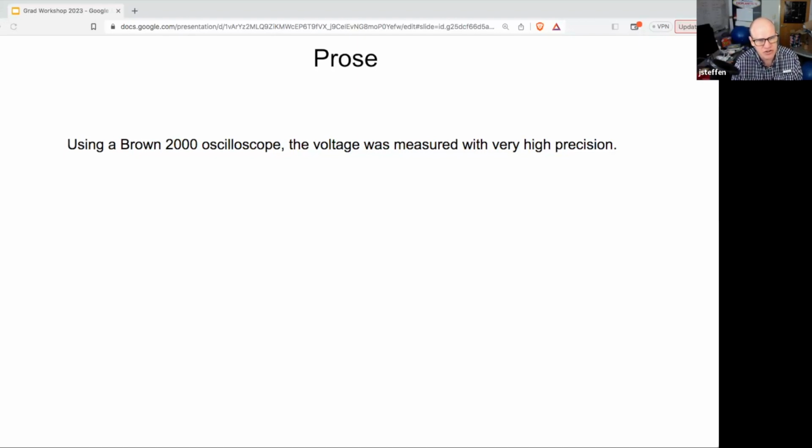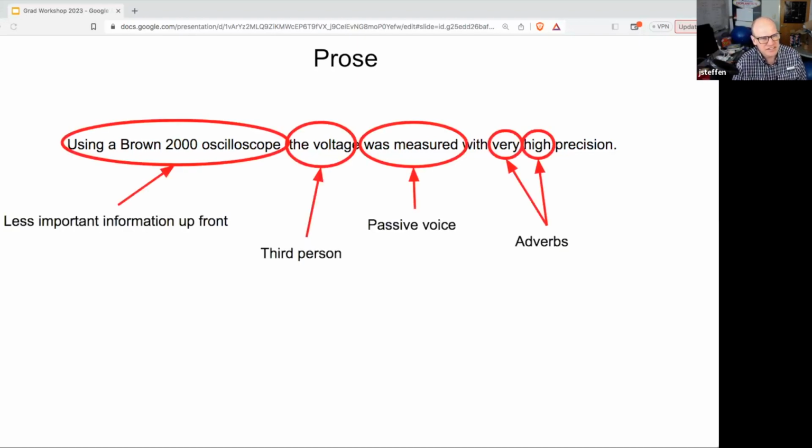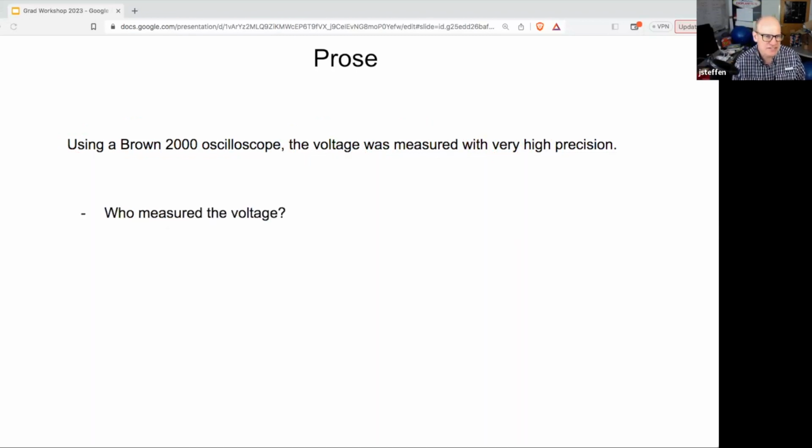This breaks basically all the rules that I outlined. It's got the least important information up front. It's written in the third person. The voltage was measured, some magical way the voltage was measured. And it was measured with very high precision. So you have two adverbs in that sentence. So I guess I would say, who measured the voltage? Did the voltage measure itself? Was it measured by some third party? Who is responsible for mistakes in measuring the voltage?